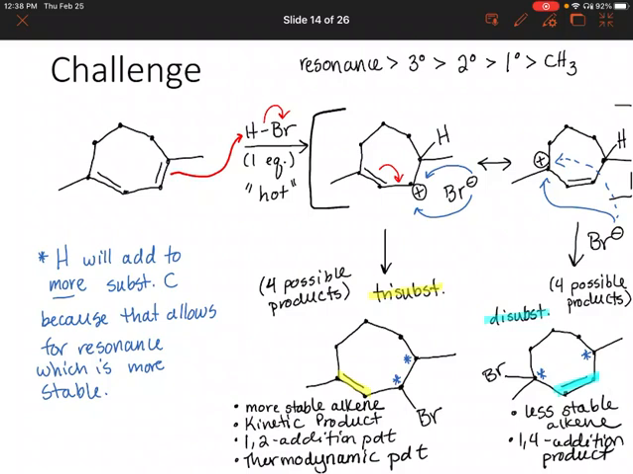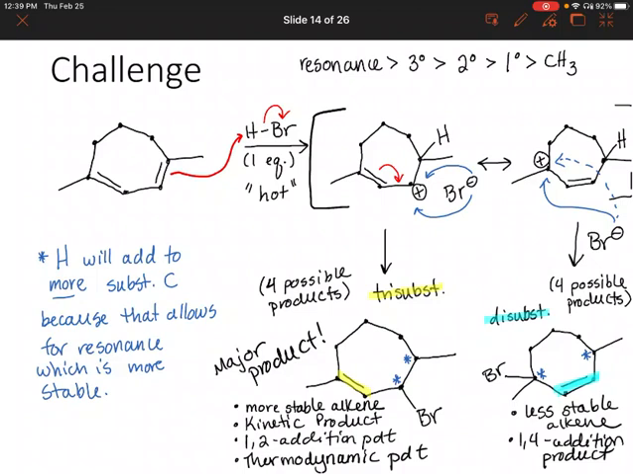Okay, so knowing all of that, which product do you think is the major product? The one on the left. And the one on the right is going to be very, very minor. It's not going to form to a significant extent, again, because the product on the left is more stable and it forms faster.